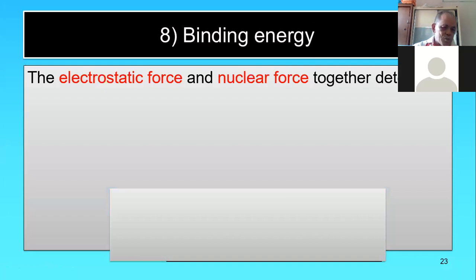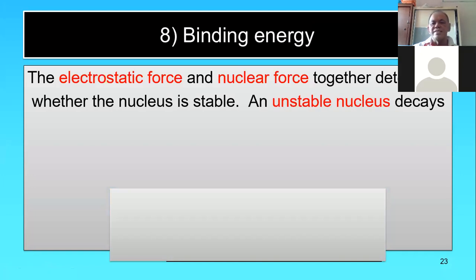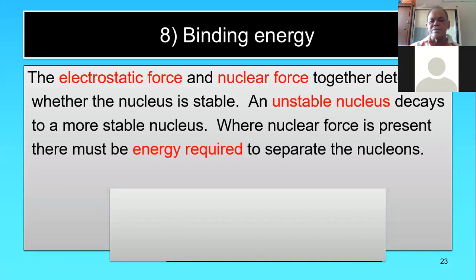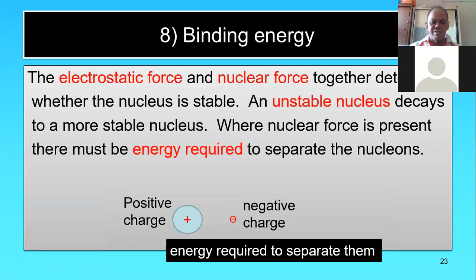Okay, so these two forces, electrostatic force and nuclear force, determine whether the nucleus is stable. An unstable nucleus, we know, decays to a more stable nucleus. Where the nuclear force is present, there must be energy required to separate the nucleons. Just like you have positive charge, the nucleus, and the negative charge, the electron, orbiting the nucleus. If you want to remove the electron, you need to give it energy to ionize the electron. So energy is required to separate them.